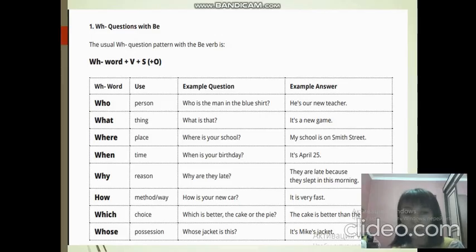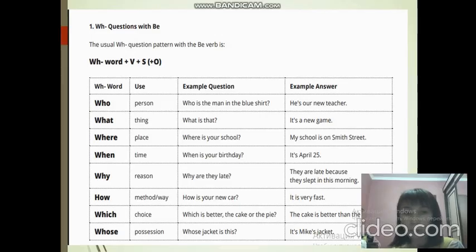When: you use for time. Example question: when is your birthday? Example answer: it's April 25. Why: you use for reason. Example question: why are they late? Example answer: they are late because they slept in this morning.